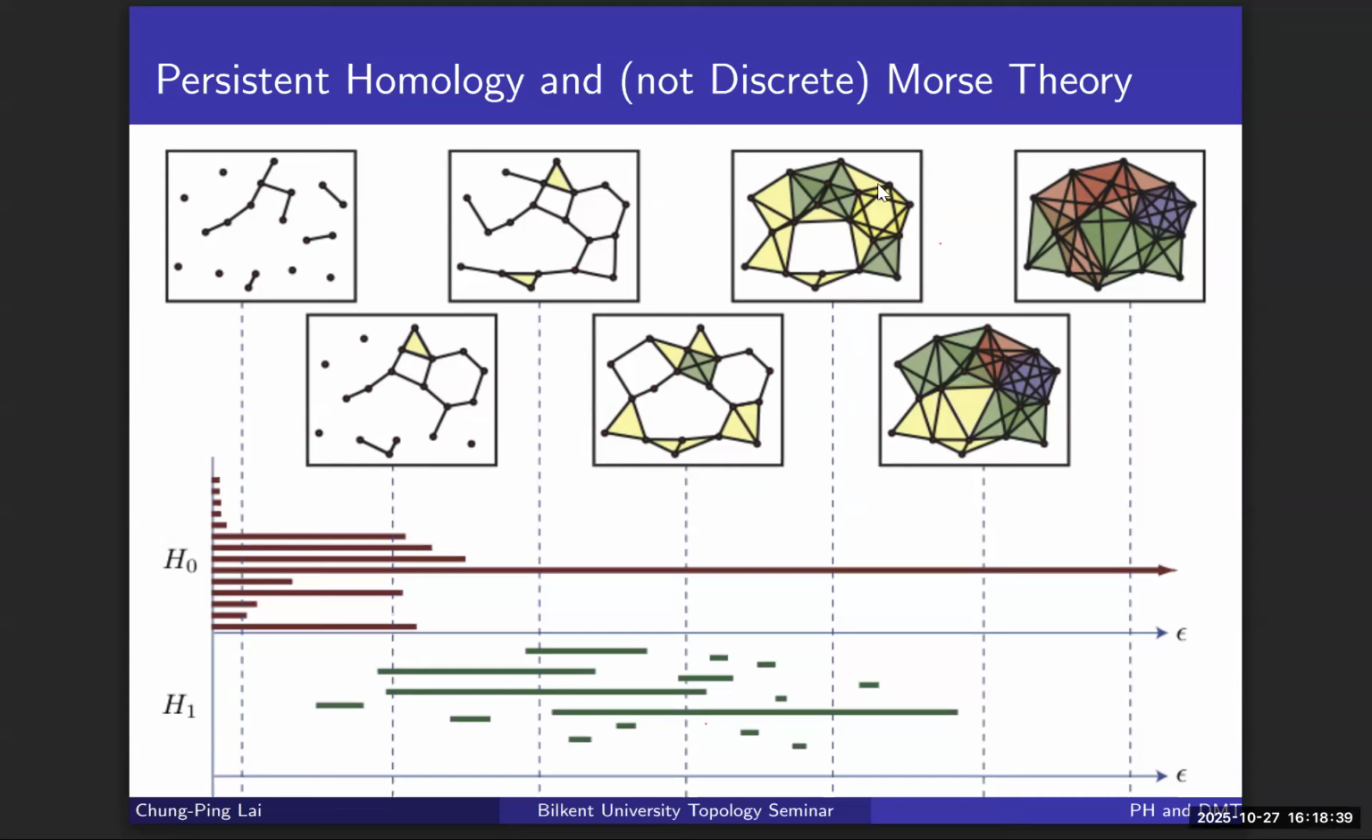The basic gist of this idea is that if we look at this huge complex at the end, we can assign to each simplex a value of R, or a value epsilon, which is when the simplex first occurs.